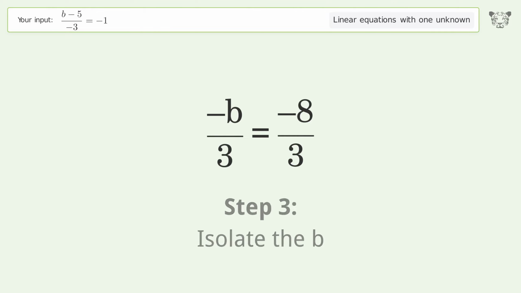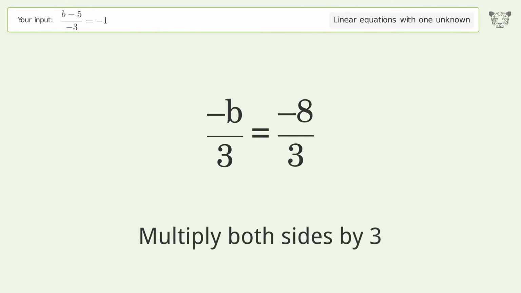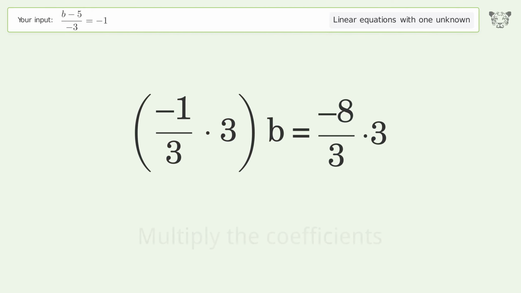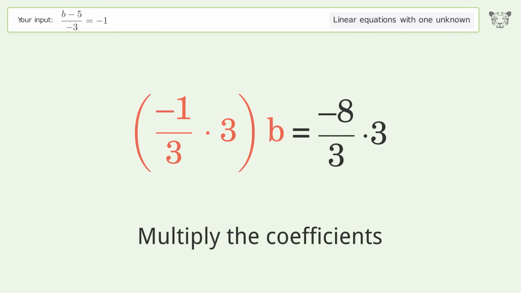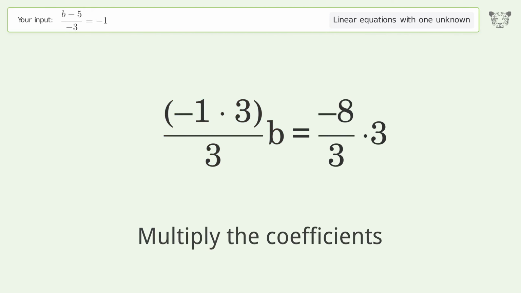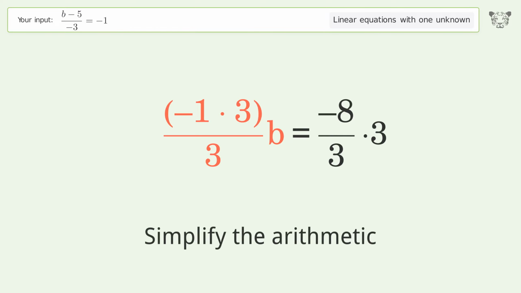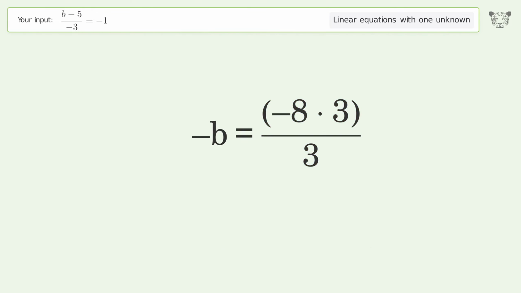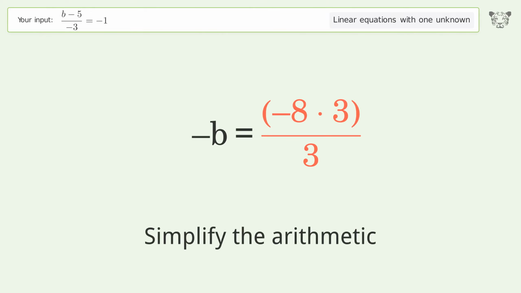Isolate the b. Multiply both sides by 3. Group like terms. Multiply the coefficients. Simplify the arithmetic. Multiply the fractions. Simplify the arithmetic.